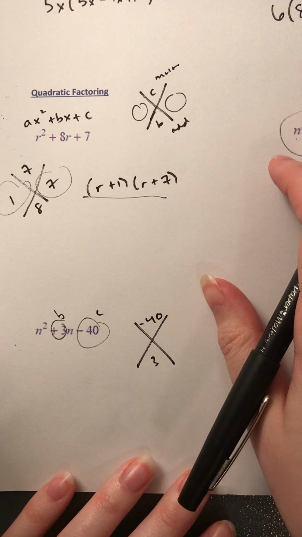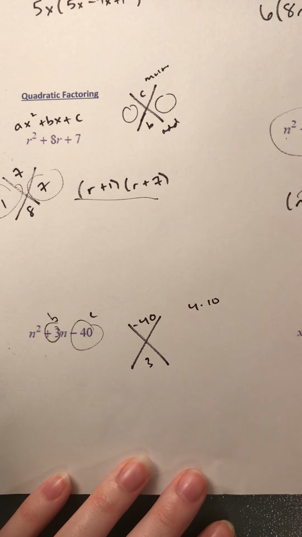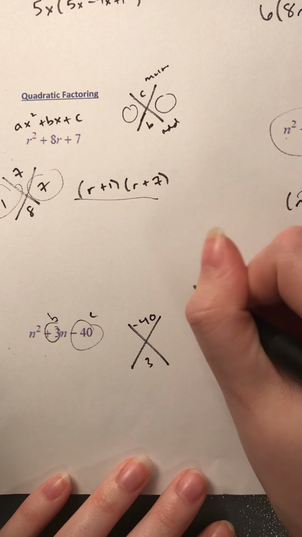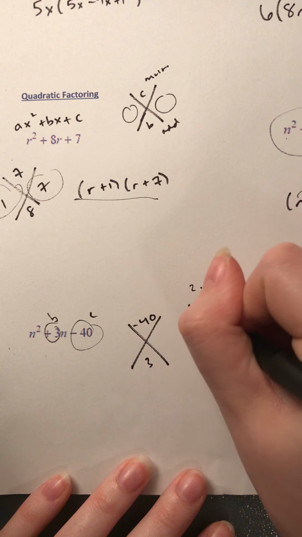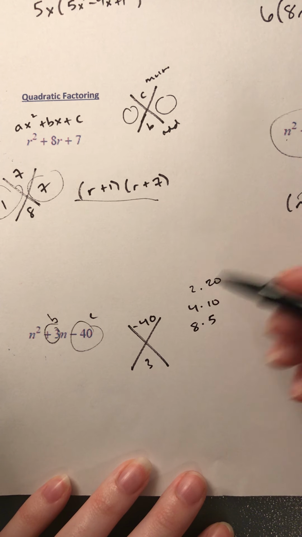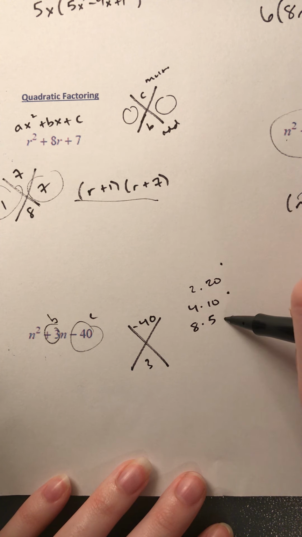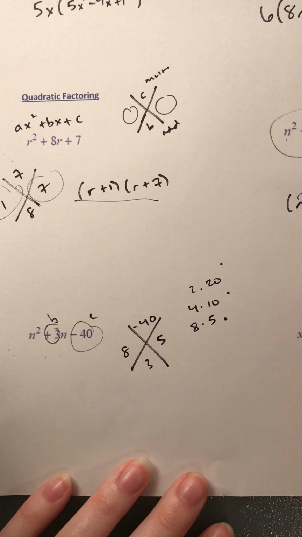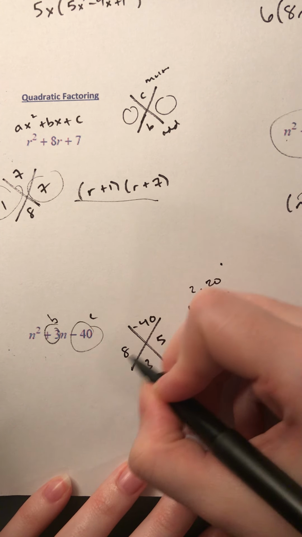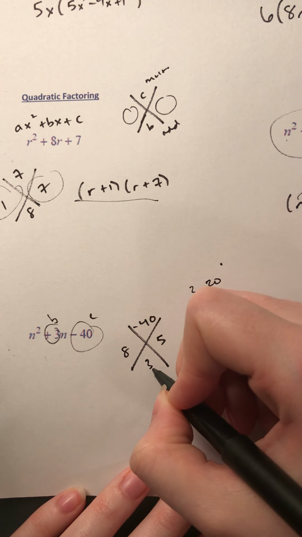So this is where we start asking ourselves, how do we multiply to 40? Okay, 4 times 10, 2 times 20, what else? 8 times 5. So far, do any of these have a difference of 3? Well, this is 20, this is 6. Oh, 8 and 5 is 3. Sweet. So it's 8 and 5. Now the problem is we need to multiply to negative 40. So one of these needs to be negative. Well, I want to add up to positive 3, so which one should be negative? The 5.